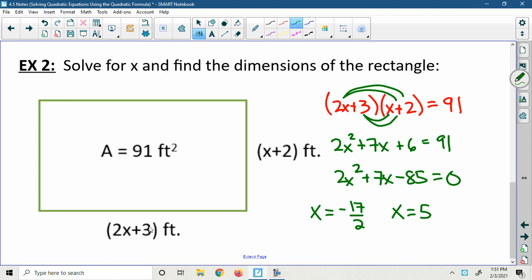Because this is geometry, we can't have any negative side lengths of this rectangle. That'd be a really weird rectangle if it had a base of negative 3 feet. So we only keep the positive once again. So x equals 5. That would mean this base, if I plug a 5 in for x, would be 13 feet. And the height of the thing would be 7 feet.